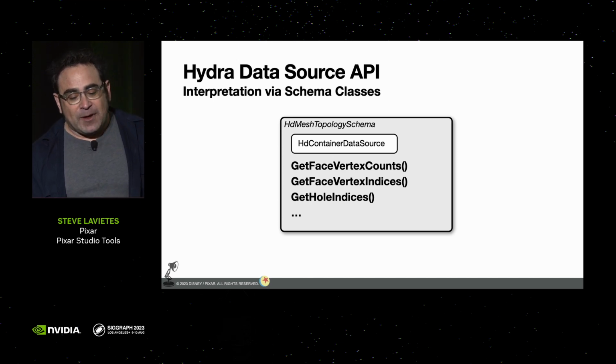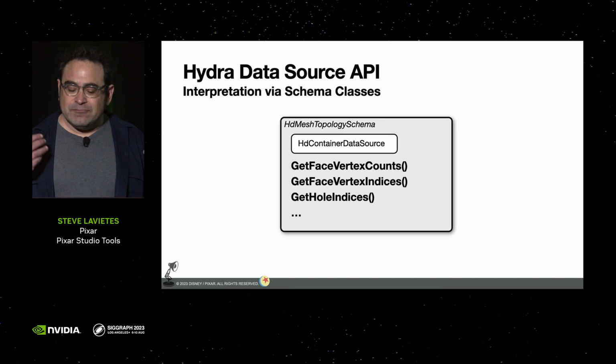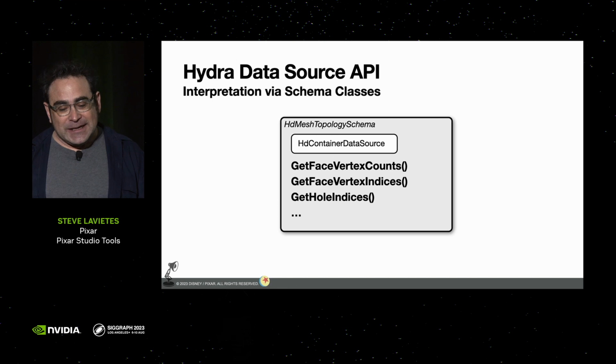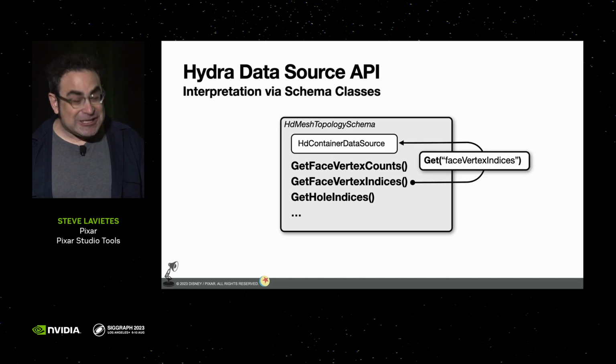So the example I'm going to use would be the Hydra mesh topology schema. Right? In Hydra 1, mesh topology was a structure, like a C structure. It had a fixed number of fields, and when you asked for it, you got all of that information up front. So the idea of a schema is that you give it a container data source on which to interpret, and it presents interfaces that will do the queries and type checking and casting necessary to return the value.